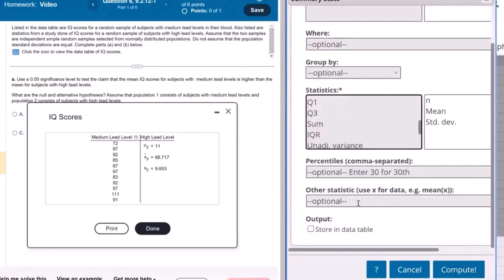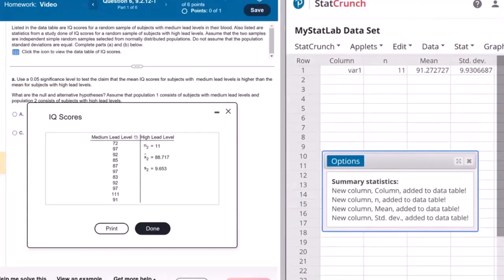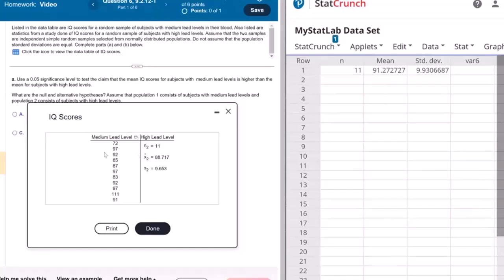I can come here and I can store the output. There's my n, my mean, and my standard deviation. Now, I can compare summary data. You have the summary data from the left side, and you have the summary data from the right side. And from here, I'm going to let you guys finish this problem.